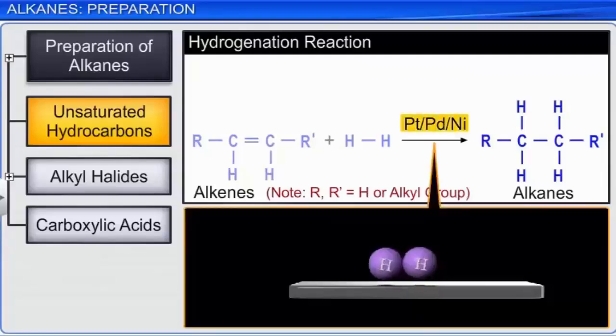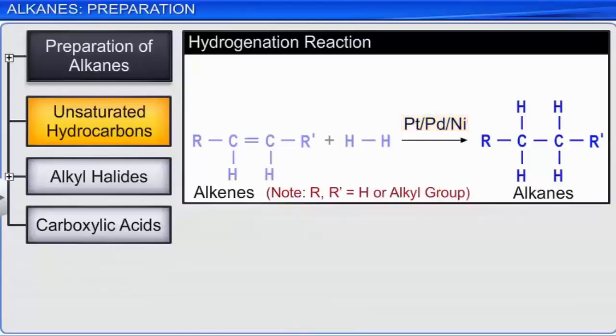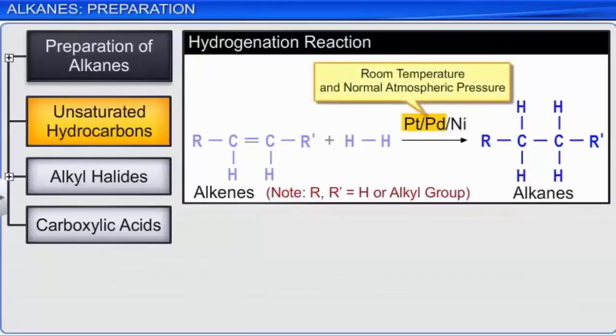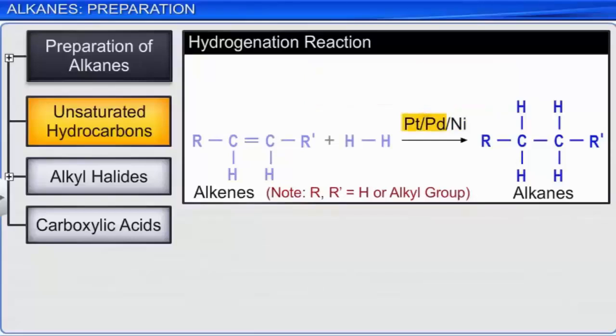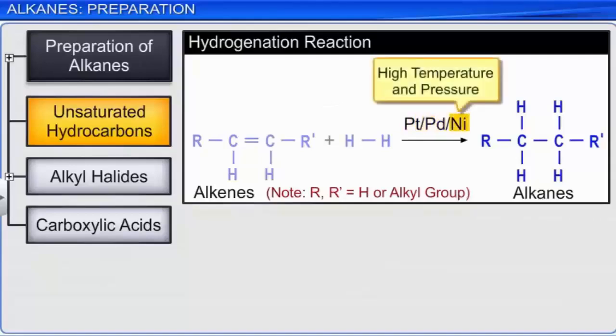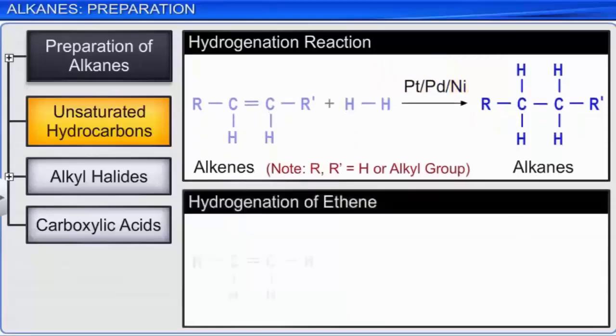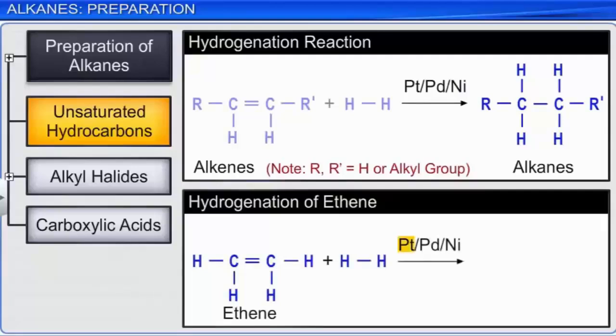The surface of these metals absorb hydrogen gas and activate the hydrogen-hydrogen bond. The reaction using platinum and palladium can be catalyzed at room temperature. However, the reaction using nickel as a catalyst requires relatively higher temperature and pressure. For example, ethene on hydrogenation in presence of catalysts such as finely divided platinum, palladium, or nickel gives ethane.